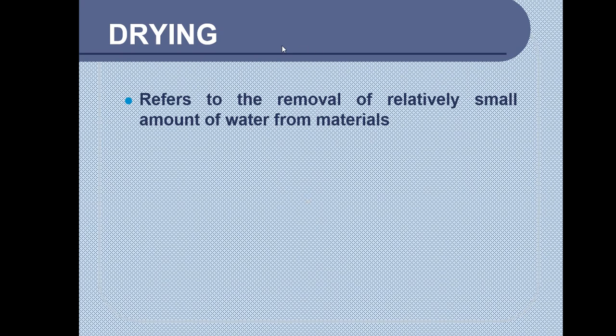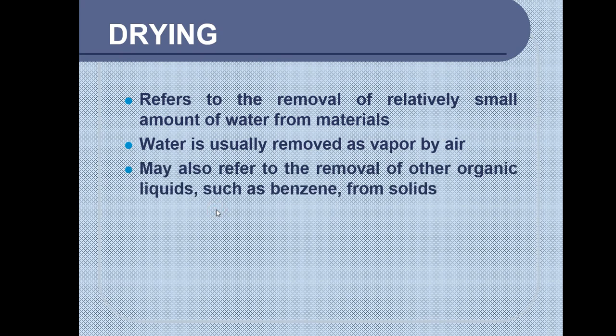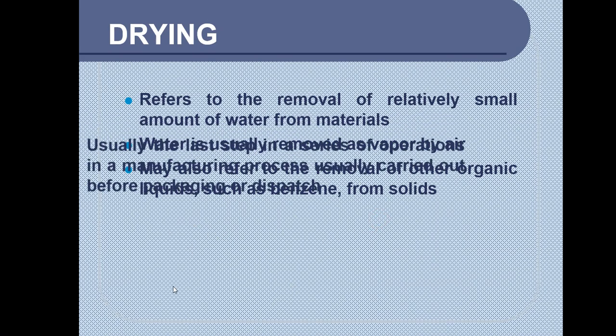drying. So drying refers to the removal of a relatively small amount of water from any given material. So mostly these materials are solids. Now water is usually removed as vapor by air. So water is removed from the solid in the form of a gas. And the thing that removes it from the material is air. Now, drying may also refer to the removal of other organic liquids such as benzene from solids.